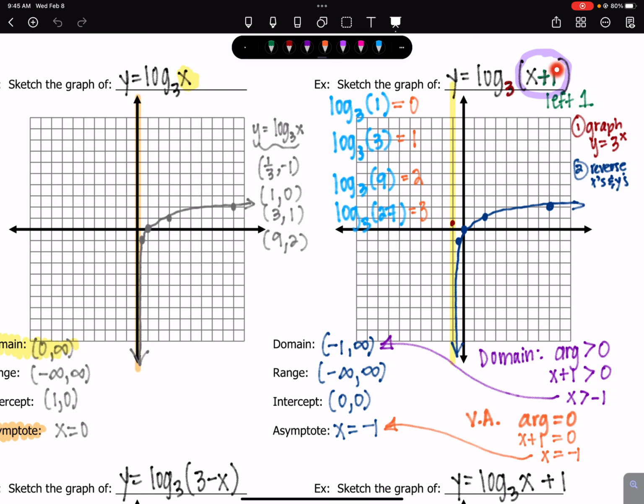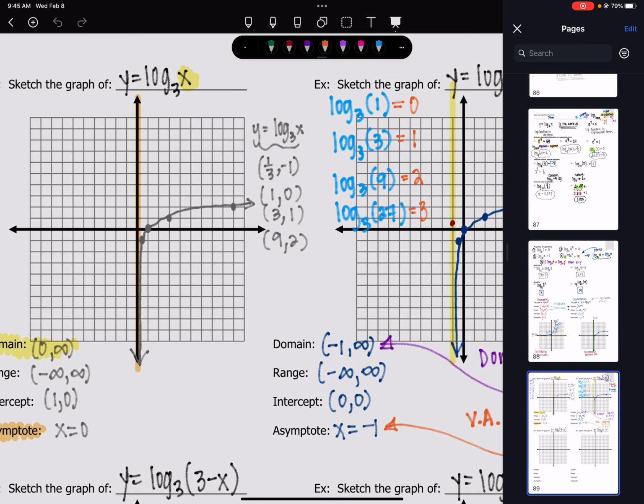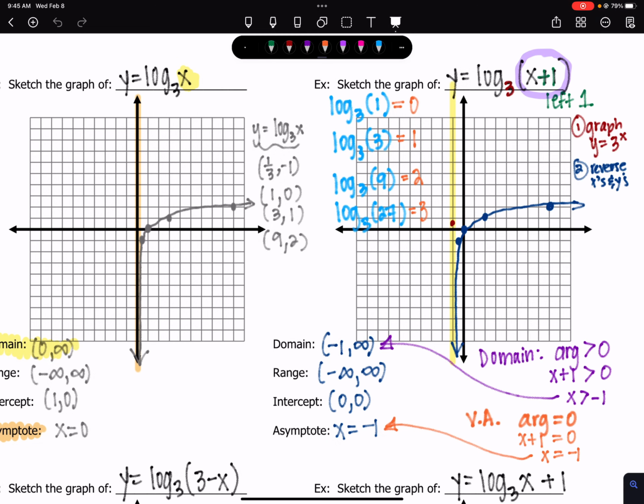How would I get this to be a 9? Put an 8 in for x. So when I put an 8 in for x, I'm going to have a 9 in the argument, and log base 3 of 9 is 2. So when I put an 8 in, I get a 2 out. 8 in, 2 out.